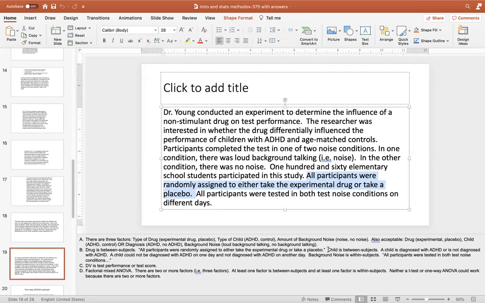Child, or type of child, or diagnosis, that factor is between subjects because a child is either diagnosed with ADHD or not diagnosed with ADHD. A child cannot simultaneously have ADHD and not have it at the same time. A child cannot be assigned to have ADHD on one day and then come back into the laboratory the next day and not have ADHD. So once again, you have to infer that type of child is a between subjects factor.